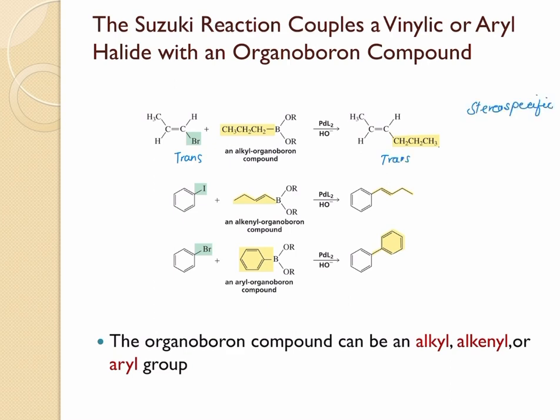In the next example, you could see that this is a trans alkenyl-boron, organoboron, right? Where you can see that the hydrogens are here and the two bulky groups are on opposite sides, right? And in the product also, the double bond is trans.